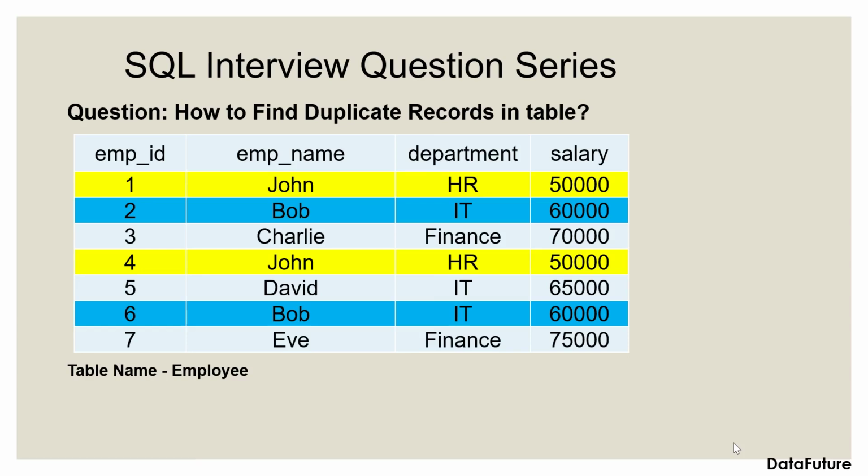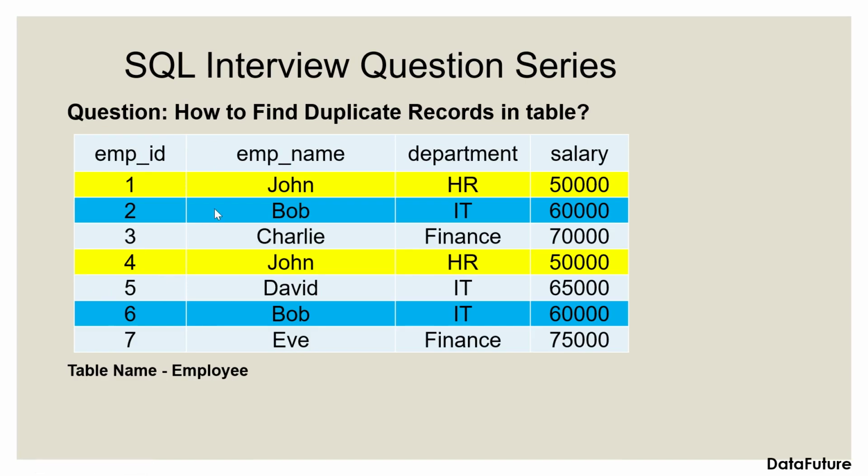Imagine you have a list of employees in a company and some of them are appearing more than once with the same details. How can we find those duplicate records? That's exactly what this SQL query helps us to do. Here I have considered employee as a table and it contains employee ID, employee name, department and salary as columns. And it has a total of 7 records in this table.